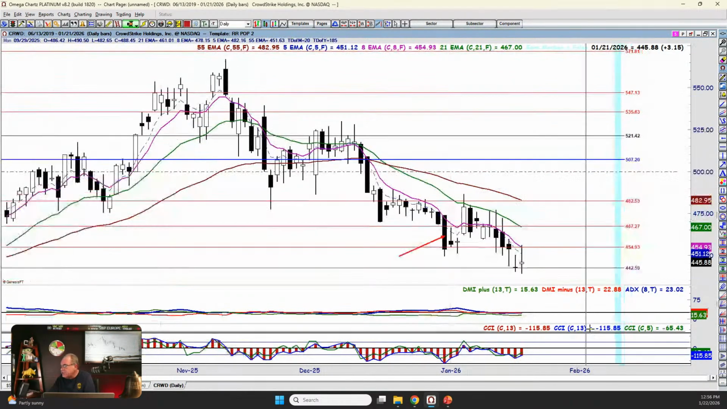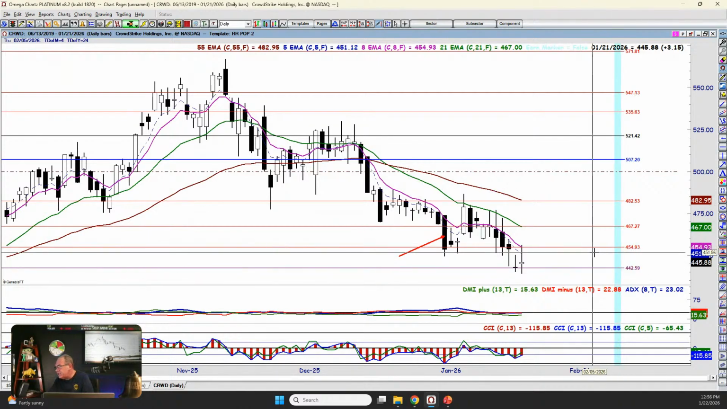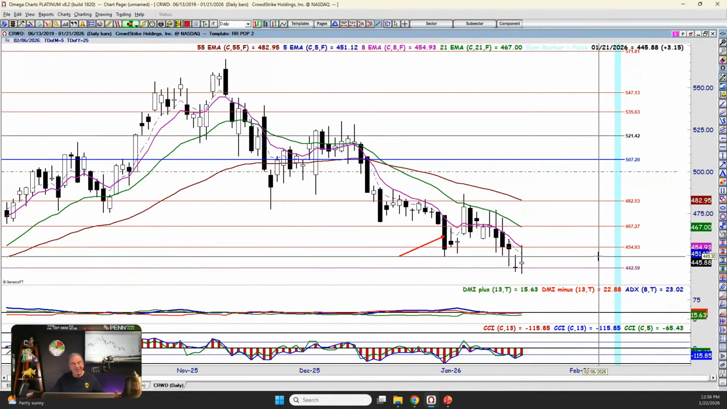So I want to see 442.5, we'll call it, and 455. I need that distance to be a minimum, and I mean a bare minimum of $3, which is not enough for me. Why $3? You have a support.